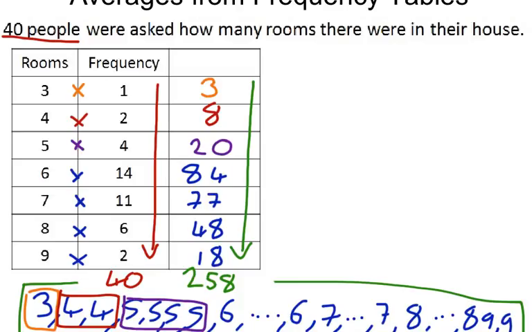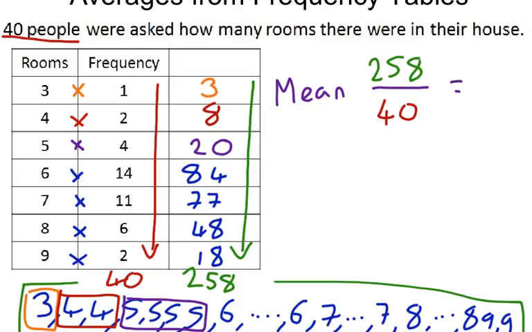Now we have the total of all the data and how many bits of data there are. So to find the mean, we simply do the total, which is 258, and we divide by the number of bits of data, which is 40. And when we do that, we get an answer of 6.45. So our mean is 6.45.